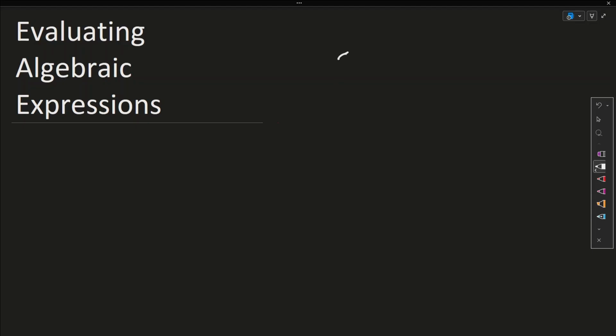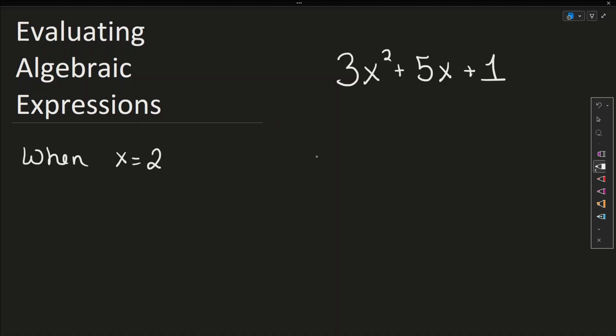Now, let's evaluate 3x squared plus 5x plus 1 when x is equal to 2. So we replace every x with 2. We have 3. We then see an x, so I'm going to change that to a 2, squared, plus 5. Instead of x, I'll write a 2, plus 1.